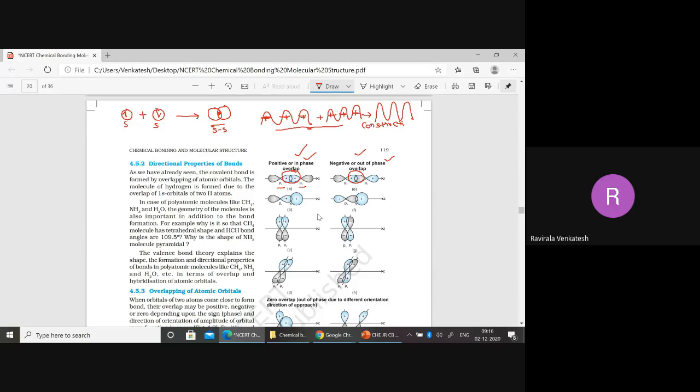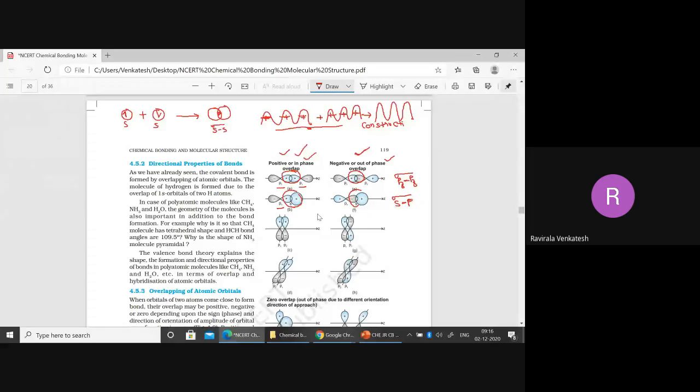Now overlapping can take place between p and s orbitals also. In this case we get a sigma bond, an sp overlap, where an s orbital and a p orbital overlap. This is positive because the same signs are overlapping. Opposite signs overlapping give destructive interference, negative overlap, which generally will not take place.